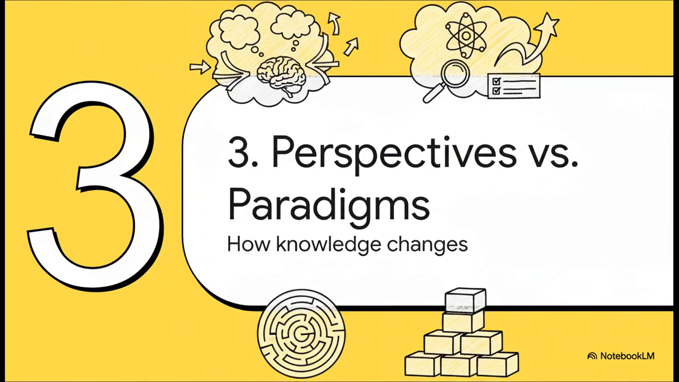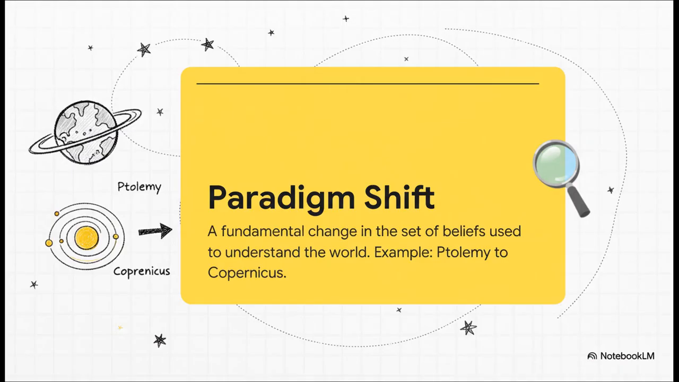Okay, so if the tools are different and the methods are different, it totally makes sense that the way knowledge grows and changes would be different too, right? And this brings us to a really, really important distinction between these two areas of knowledge. In the natural sciences, big changes often happen through something called a paradigm shift. This is where a whole way of looking at the world gets completely thrown out and replaced by a new one.